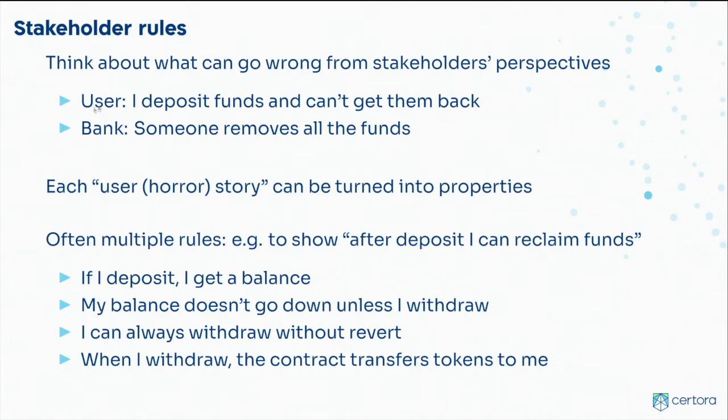So in the example of a user who wants to be sure that if they deposit, they can later withdraw, the way you would prove that is you actually have to think about all of the methods that would happen starting from the deposit, ending with the withdrawal. So one of the things you care about is if you deposit, you get a balance. So that's one rule you can prove. I call deposit, my balance goes up by a certain amount.